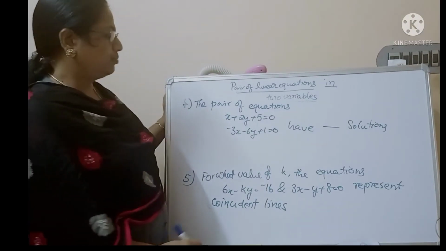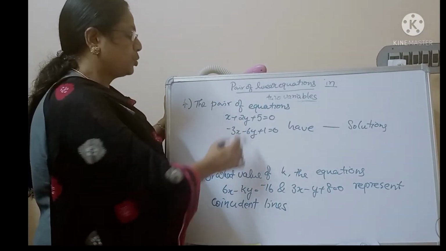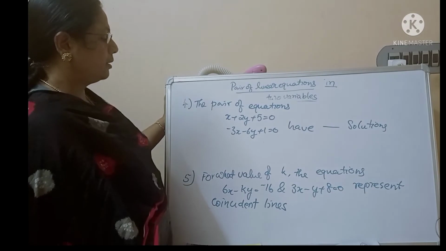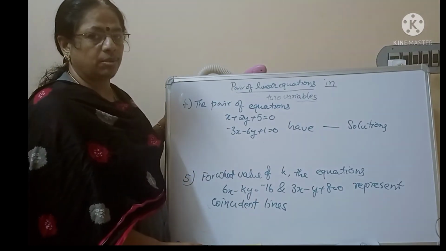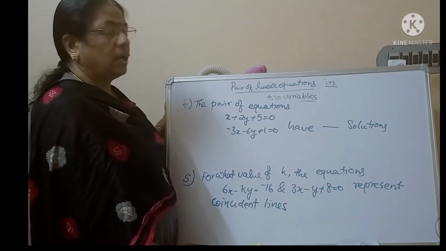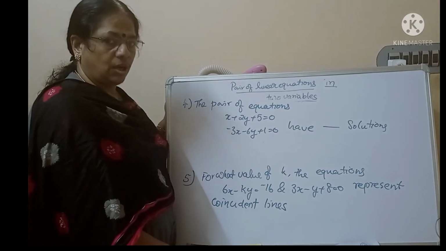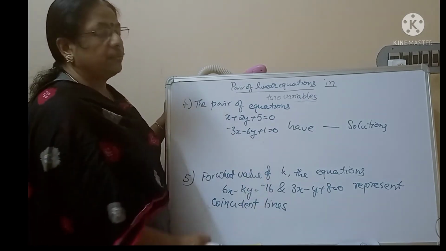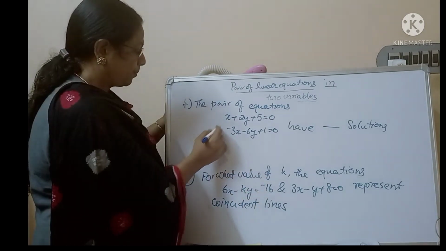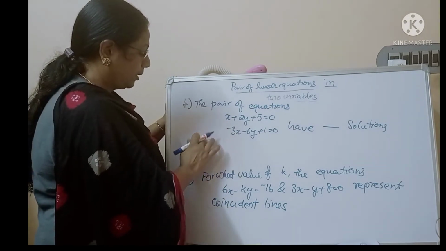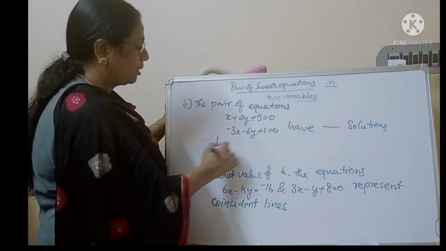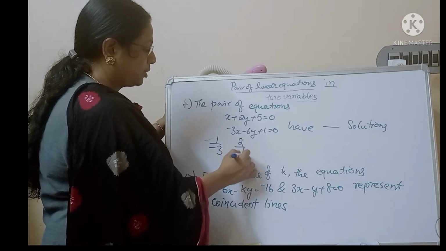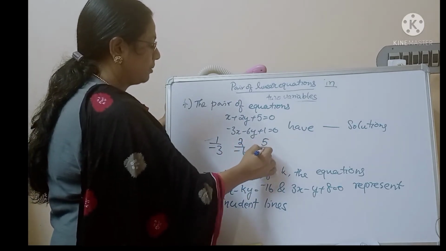The fourth question: the pair of equations x plus 2y plus 5 equal to 0 and negative 3x minus 6y plus 1 equal to 0 have dash solutions. How many solutions? Here also we want to take the ratios. So here 1 by negative 3, 2 by negative 6, 5 by 1.